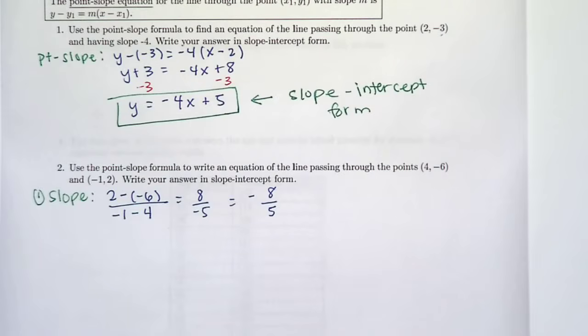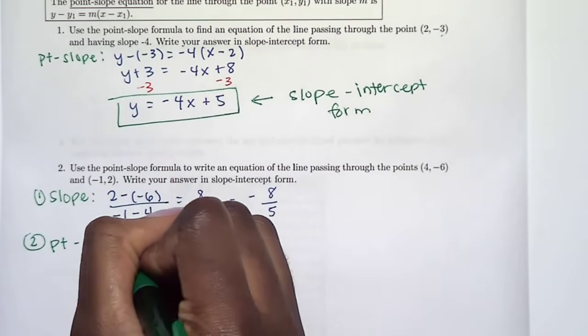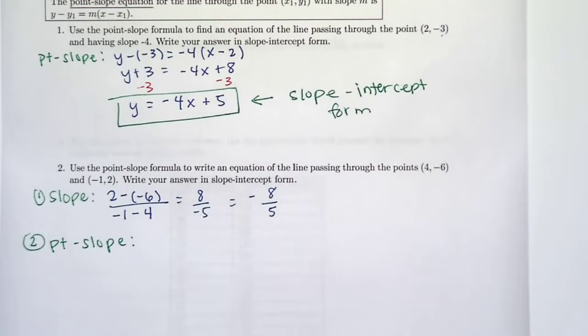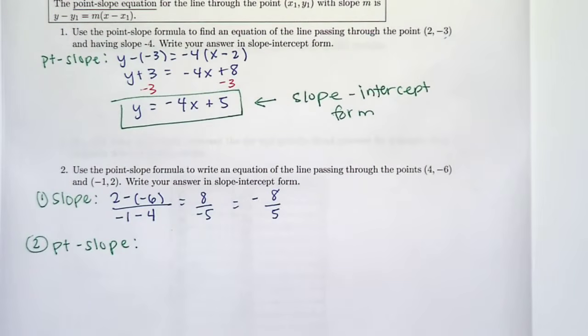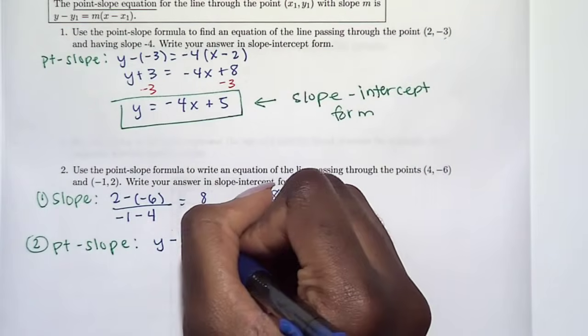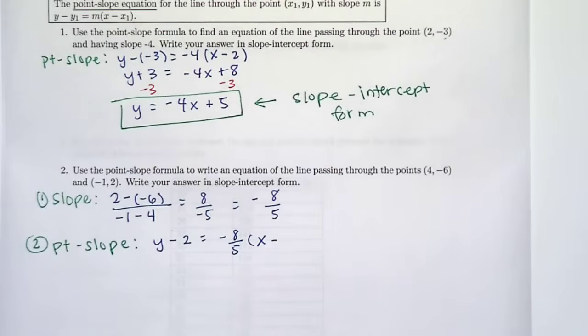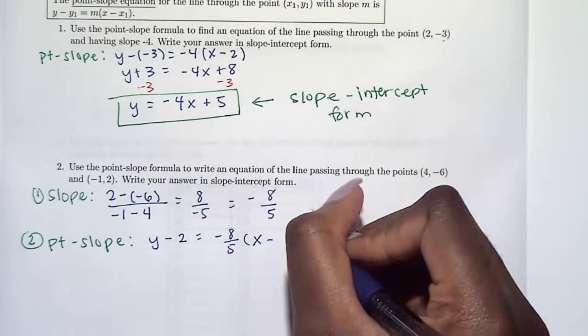All right, so we have a slope. We have 2 points. We can definitely use the point-slope formula. And you can choose whichever point you want to use. I'm going to choose -1, 2 because those are easier numbers to work with for me, other than 4, -6, but you can use whichever one you want. You should get the same answer as me. So y minus our y value equals our slope times x minus our x value.